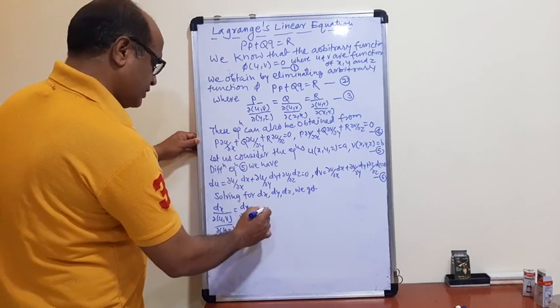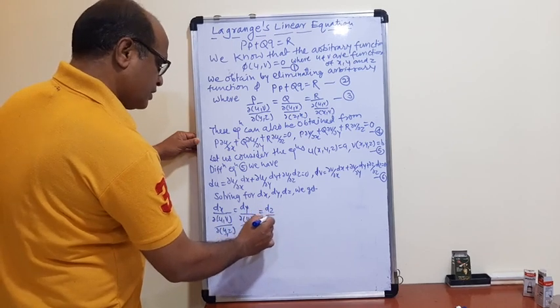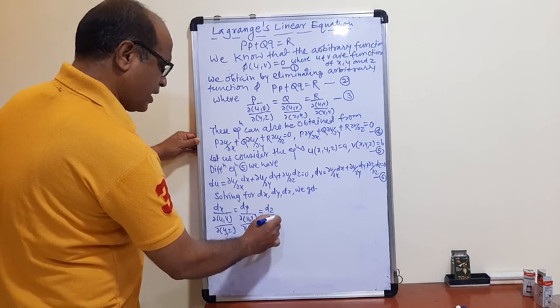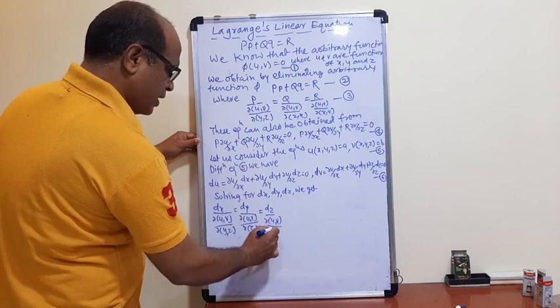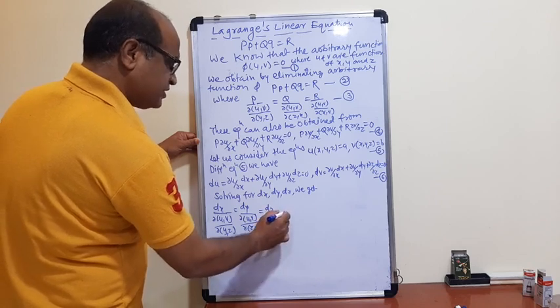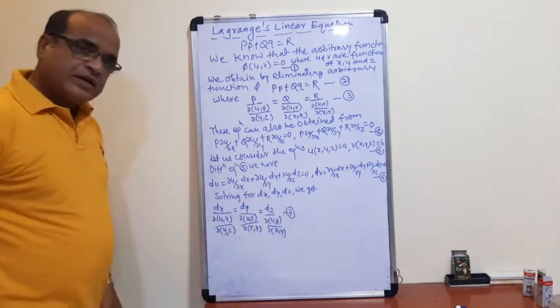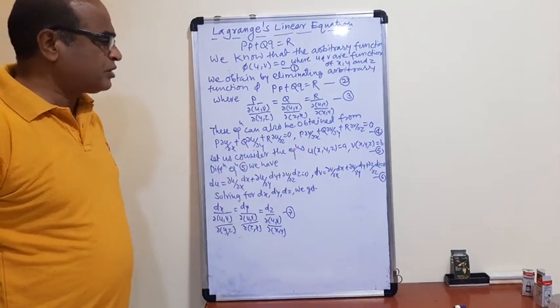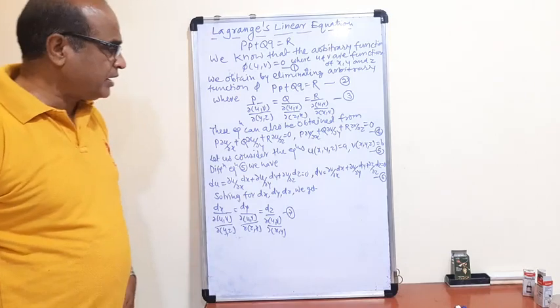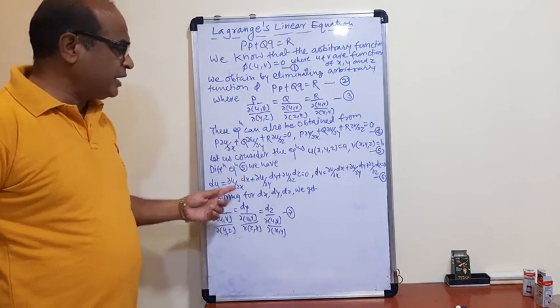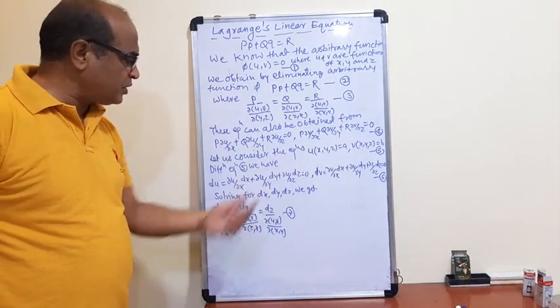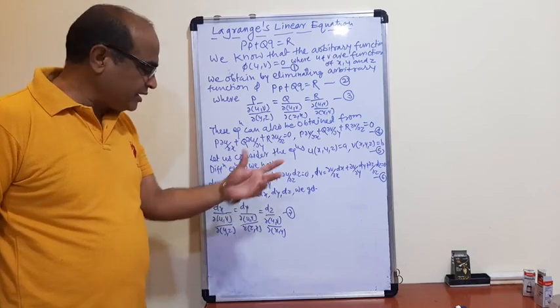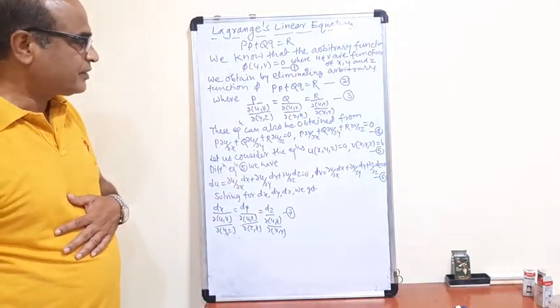Again, ∂z/∂u upon ∂u/∂x, ∂y. So this is equation number 7. So we obtain, taking here the function u as a function of x, y, z, and v as a function of x, y, z, and differentiating these equations, we get these equations, and solving that equation for dx, dy, dz, we get the same equation.